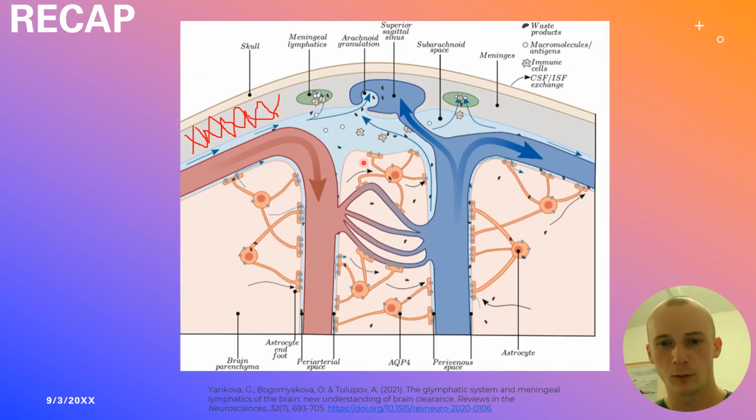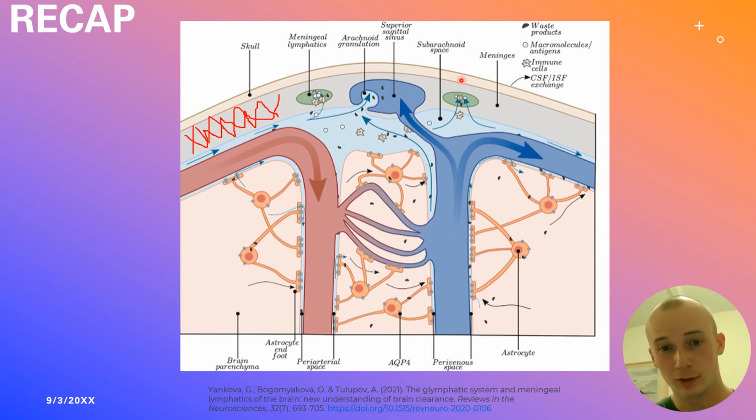I want to start with a recap, going over many of the key structures in this diagram seen on the slide, as these are basically structures that will keep coming up and reoccurring in the next diagrams I show you. And if you understand all these key landmarks, the glymphatic system will actually seem very simple, just as long as you have this basic understanding.